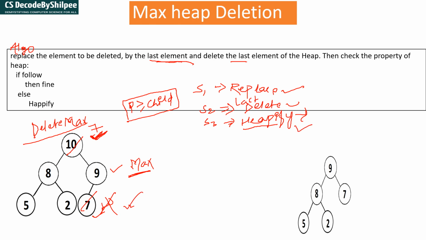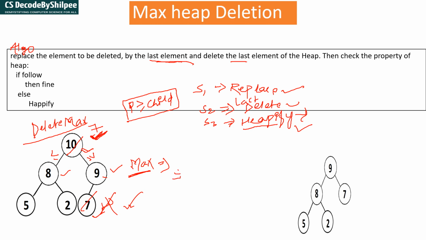Third step, after the maximum element 10 is deleted, we have to check that it is still a max heap, because you deleted the maximum element and you are working on a max heap. After the deletion operation, you have to check whether your tree still follows the max heap property or not. Now 7 has become the root. Is 7 greater than or equal to its children? 7's children are now 8 and 9. Is 7 greater than 8 and 9? No, this is not following the max heap property.